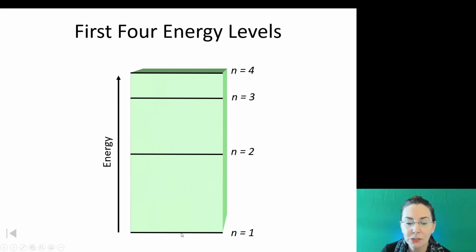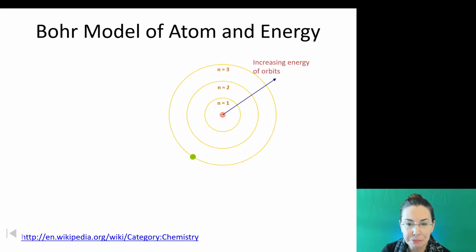So if I have an electron down here in the N1 and it wants to go to the N2, it would need to absorb 1 quanta of energy. If it wanted to go from N1 all the way up to N3, it would need to absorb 2 quanta of energy. So that's kind of the way it works. We're going to talk more about this a little bit later.